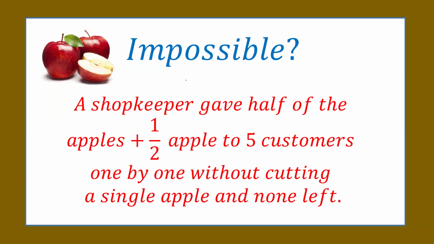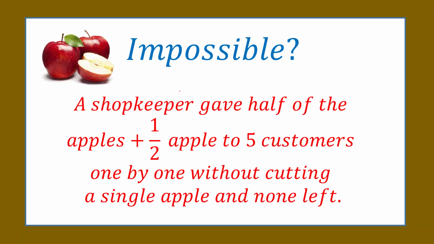So there was a certain number of apples with the shopkeeper, and to each customer he gave half of the apples which were with him plus half an apple, but he never cut a single apple. How is it possible? It seems to be an impossible condition, but how is it possible?